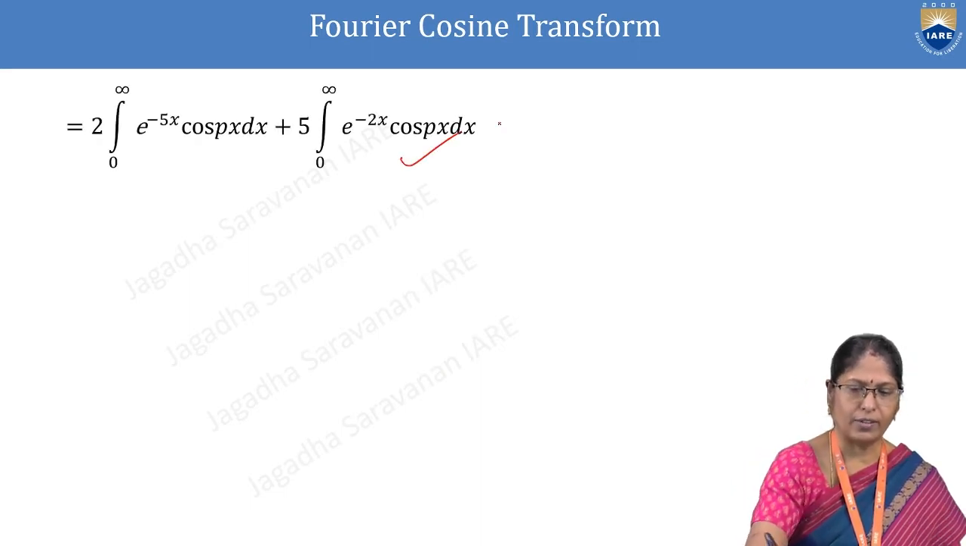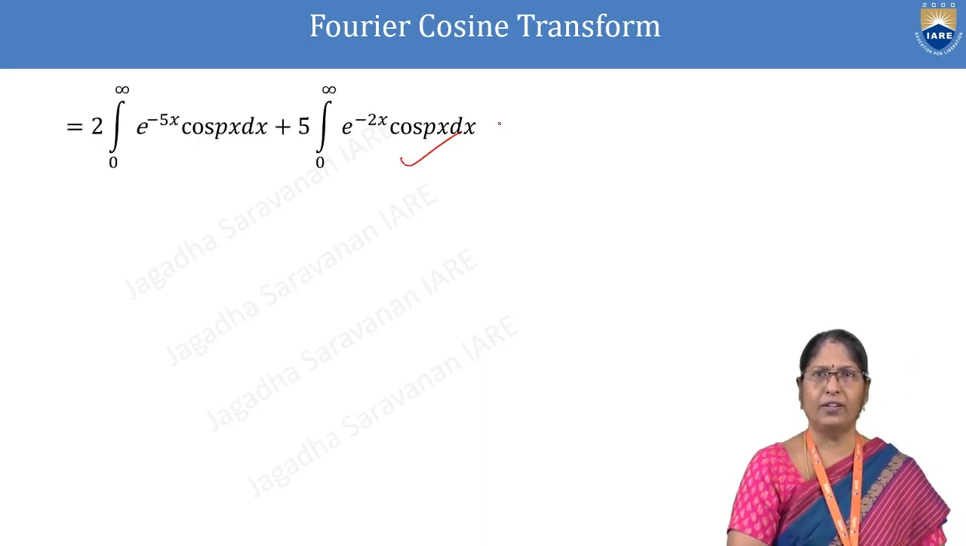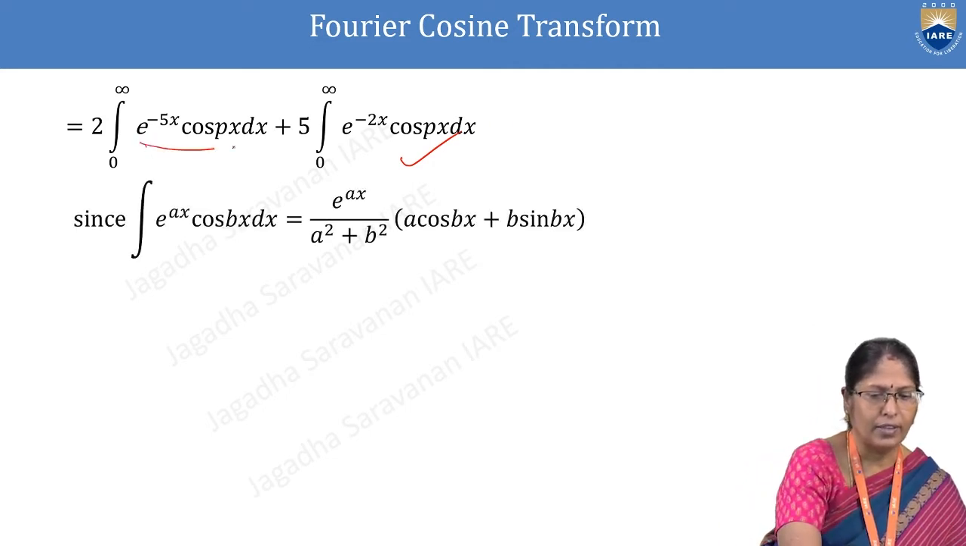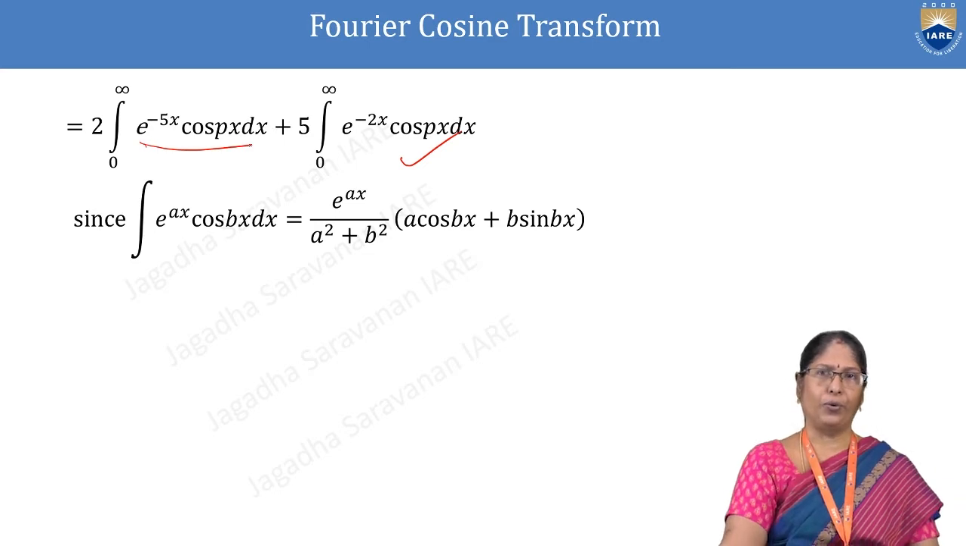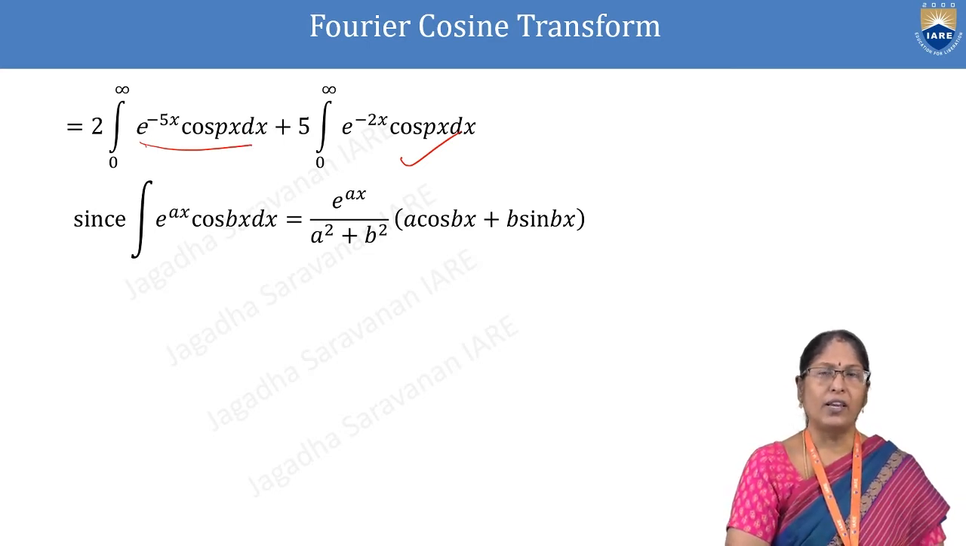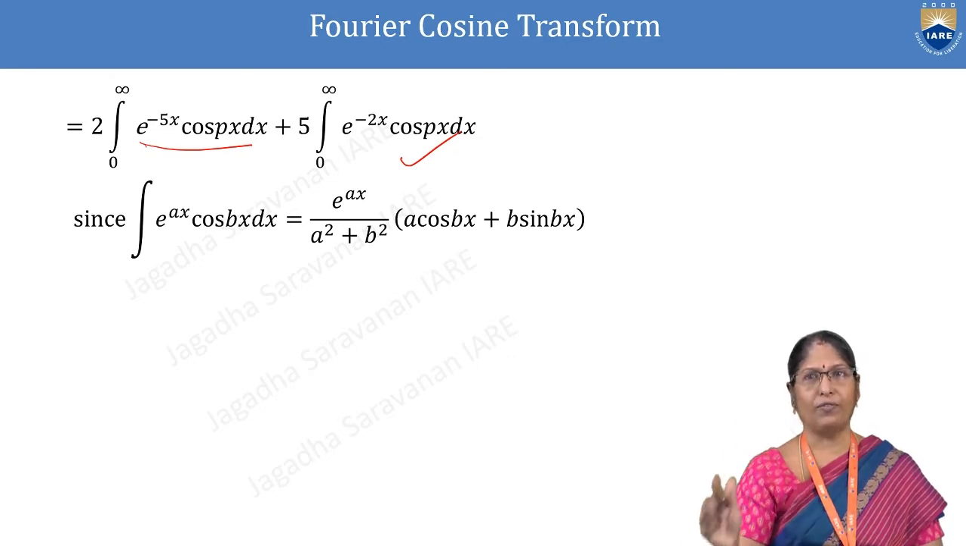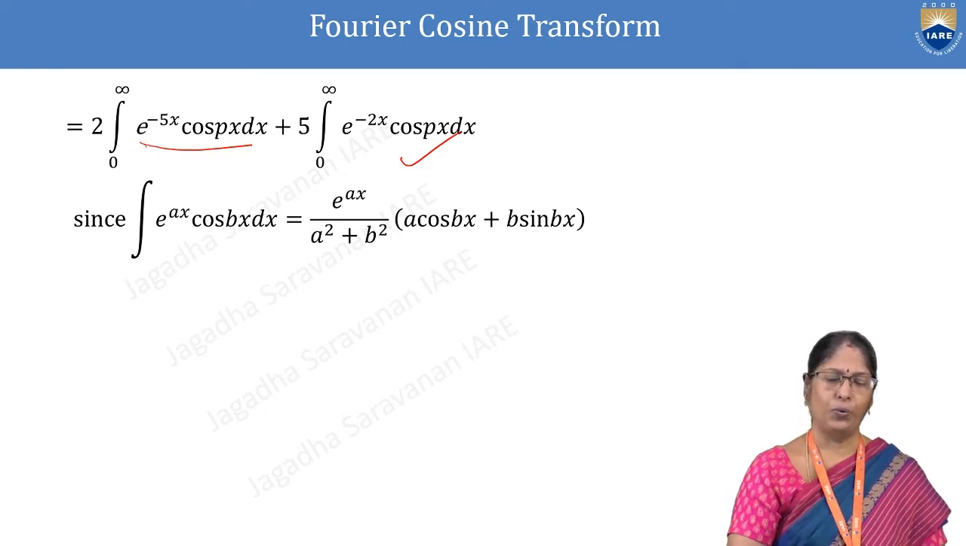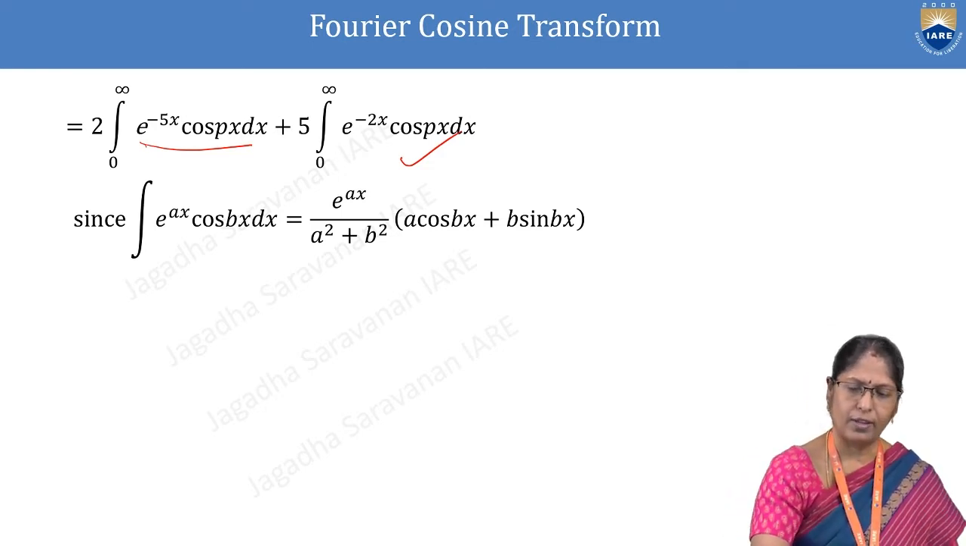So this is the last step in the previous slide. It is written. Now this integral we have to do. We are noticing e power minus 5x, that is an exponential function, and cos px, a trigonometric function. So this combination we have to integrate. How to do it?